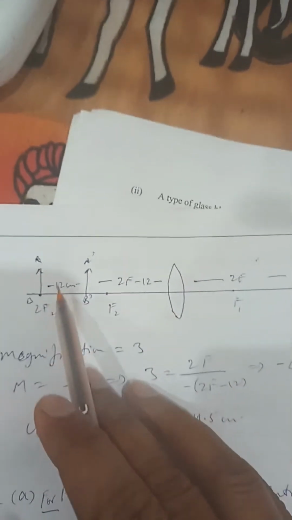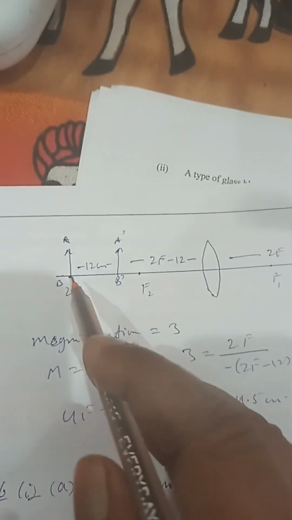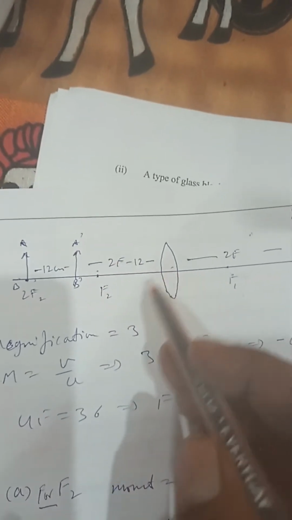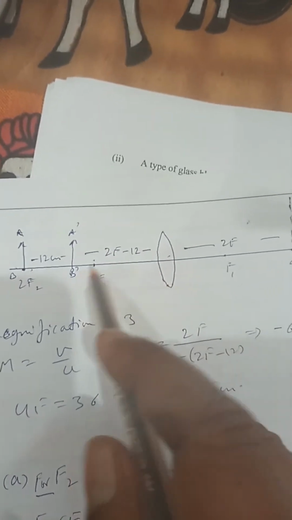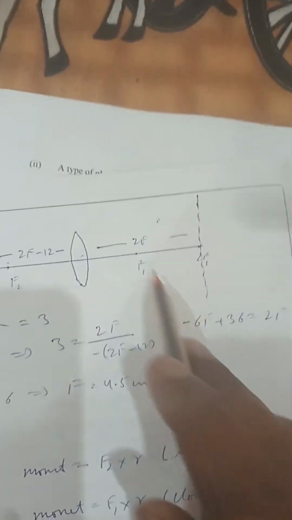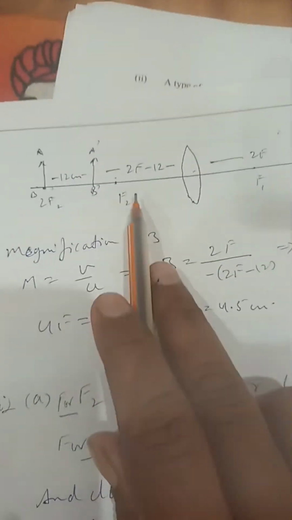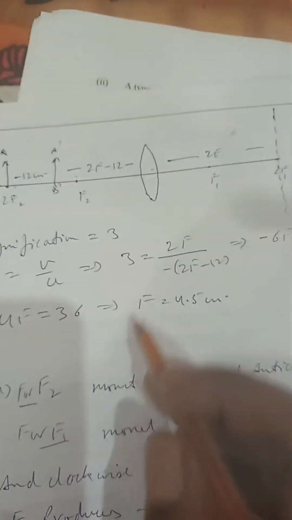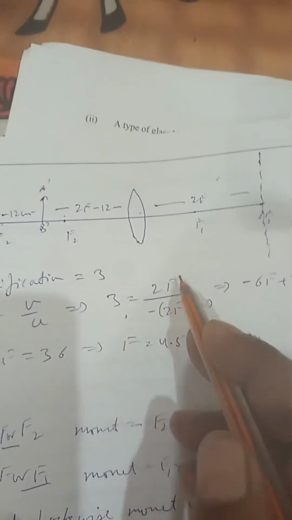as in the first case we are getting the image of the same size, it means that the object is at 2f and the screen is also at 2f. Now what they have done, the object is moved by 12 centimeters towards the lens. So now the distance of the object from the lens is 2f minus 12. The screen remains at the same place. So v is 2f. And magnification they have given is 3. So m equals v upon u. So magnification is 3.